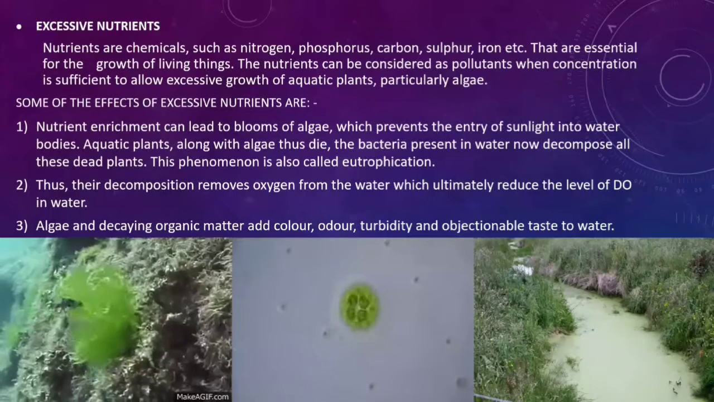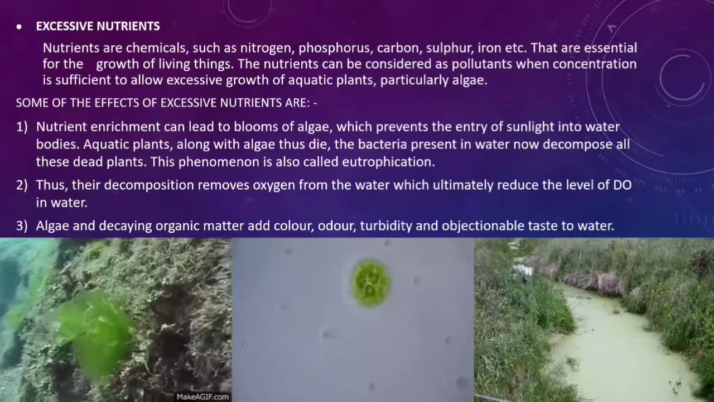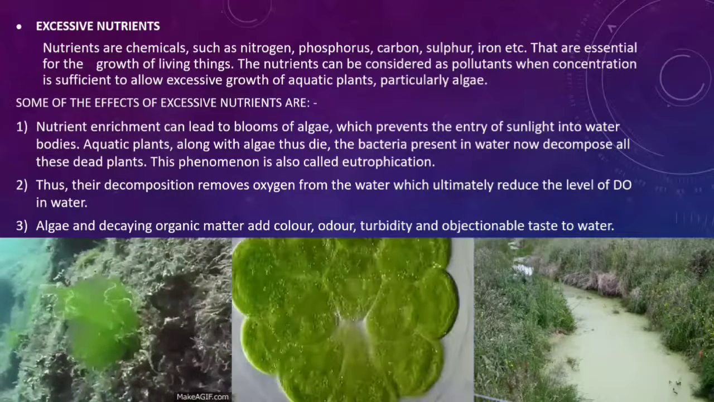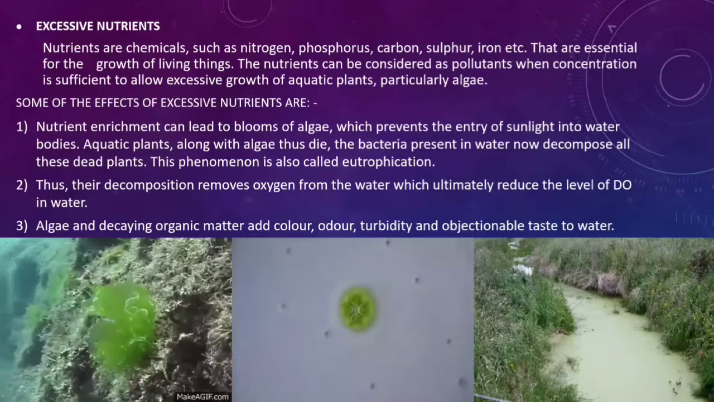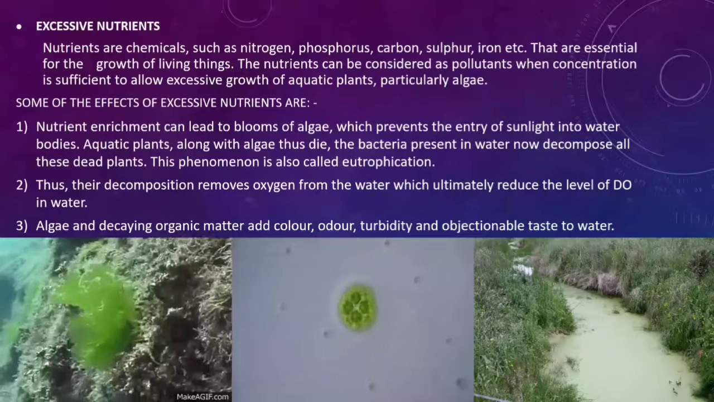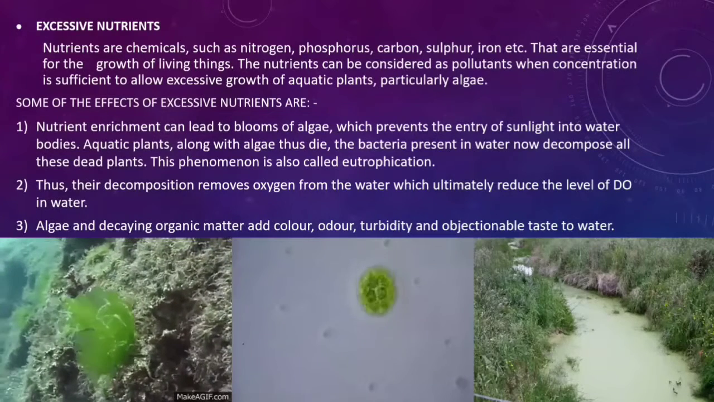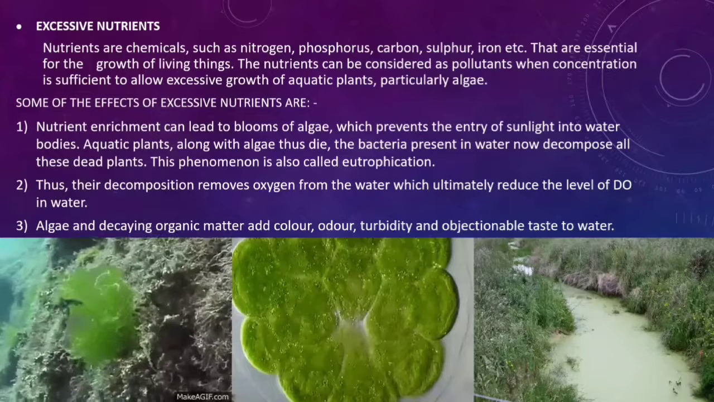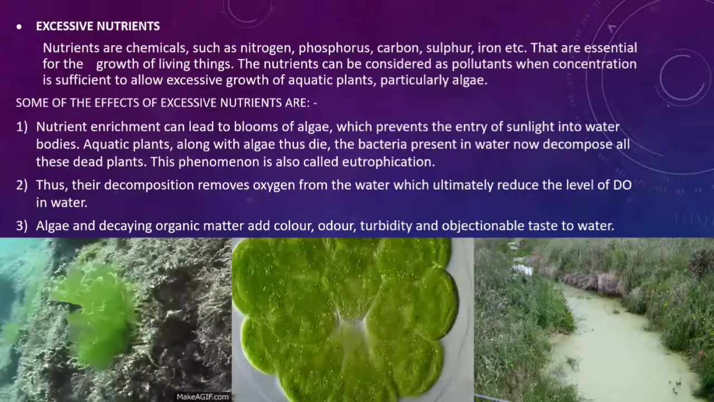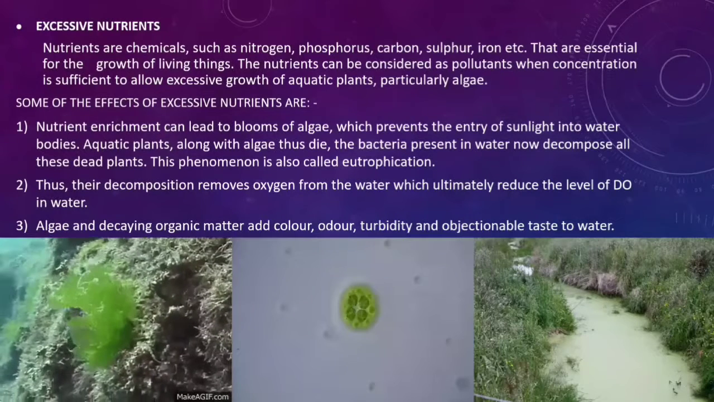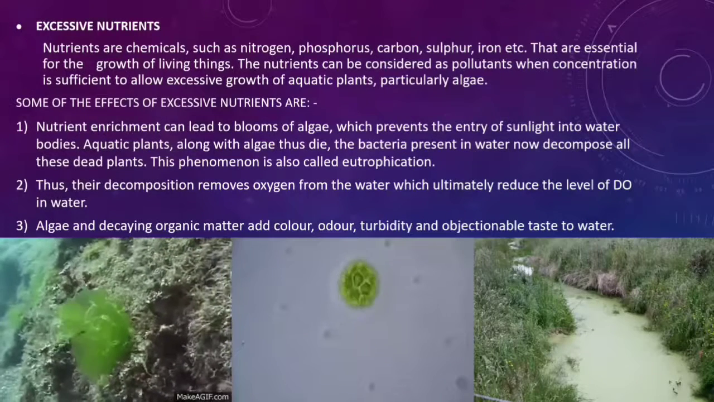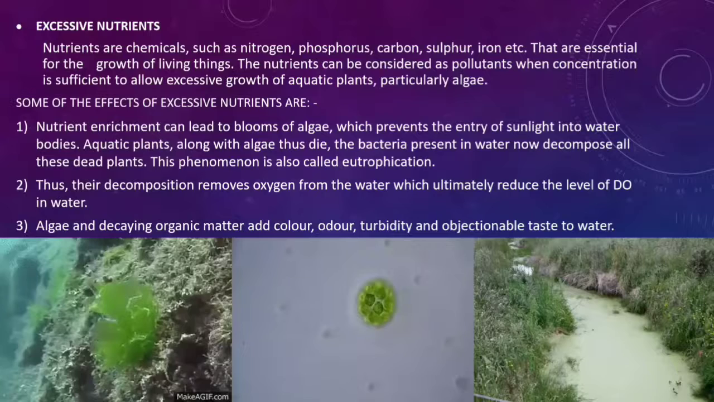Some of the effects of excessive nutrients are: nutrient enrichment can lead to blooms of algae, which prevents the entry of sunlight into the water bodies. As a result, aquatic plants along with algae die. The bacteria present in water now decompose all the dead plants. This phenomenon is also known as eutrophication.